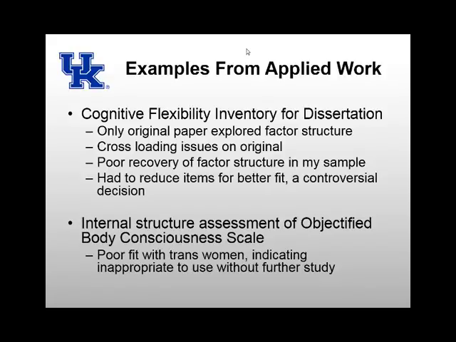So that suggested that more work needed to be done to make sure that this measure is capturing what it's intending to measure when it's used with the trans population. And if it was being used, we weren't really sure what it was truly capturing without that additional work. So these are both applied examples of why this stuff is so important to figure out from the get-go.